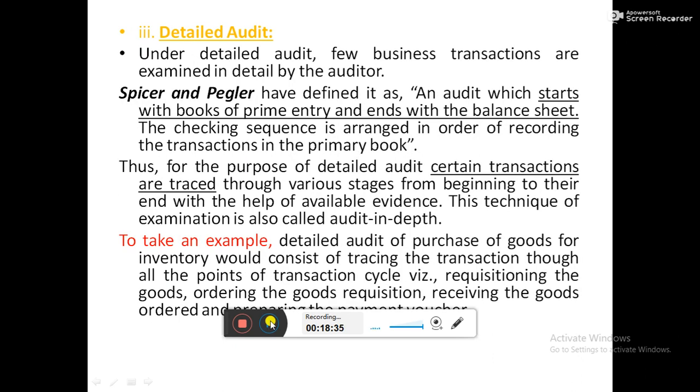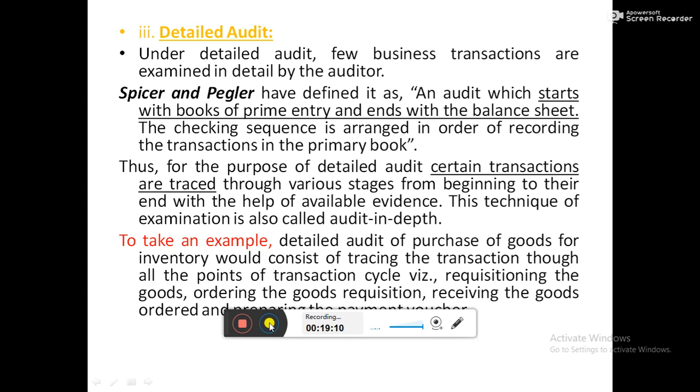The third type of audit based on the scope is detailed audit. Under detailed audit, few business transactions are examined in detail by the auditor. Spicer and Pegler defined detailed audit as an audit which starts with books of prime entry and ends with the balance sheet. The checking sequence is arranged in order of recording the transactions in the primary book.